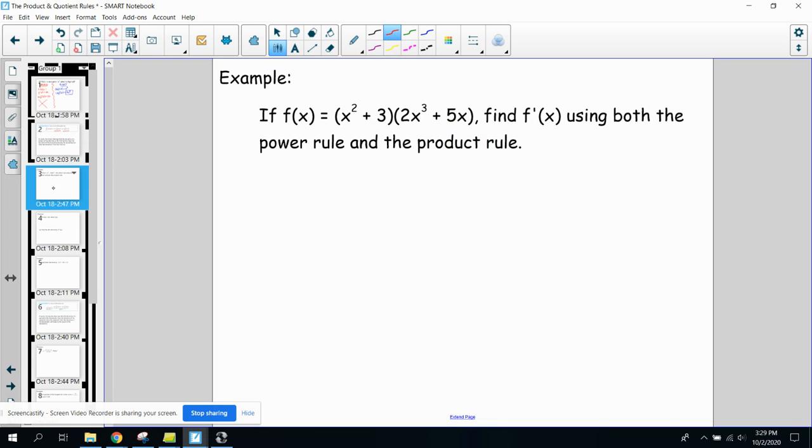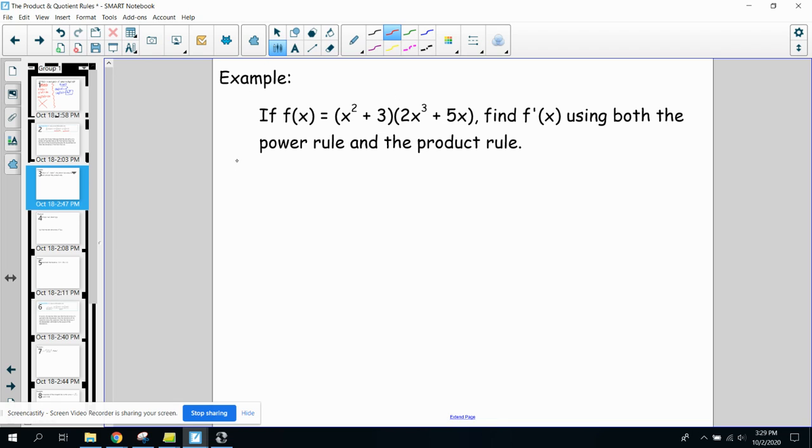So let's look at an example here. We have a function f of x equals this, and there are two binomials being multiplied together. We're going to find the derivative using the power rule and the product rule. I personally would use the product rule here because that's usually a little bit easier. There's less math involved if you're using the product rule versus the power rule. But I'm going to show you that you can use both. So if you forget somehow what the product rule is, you can use the power rule depending on what you have in front of you.